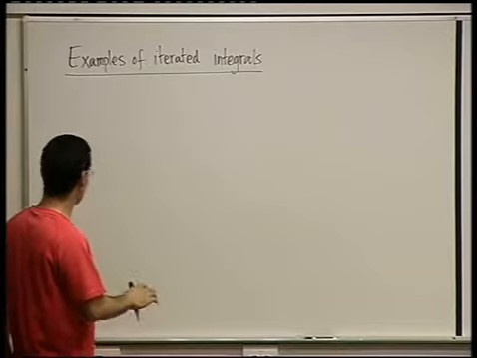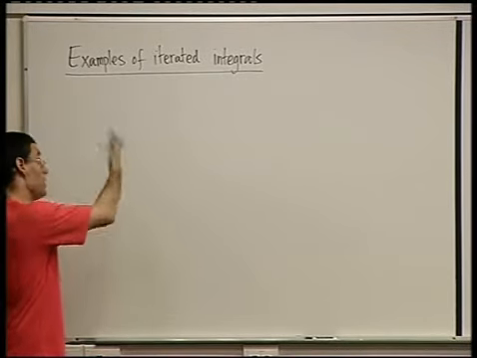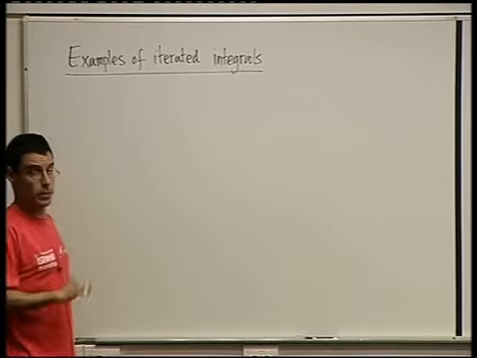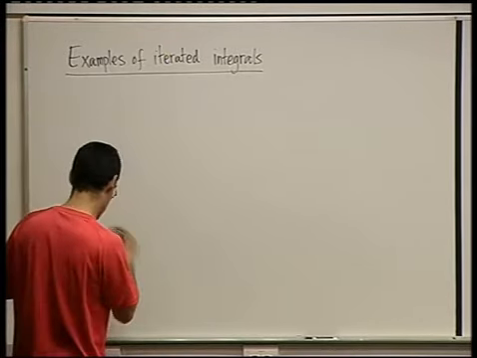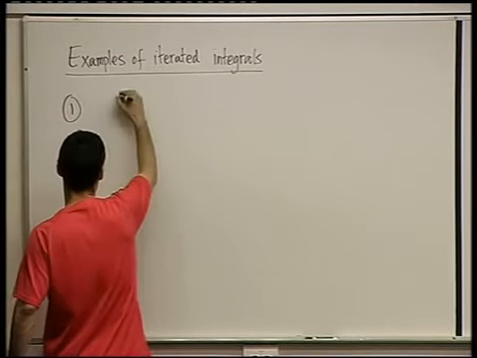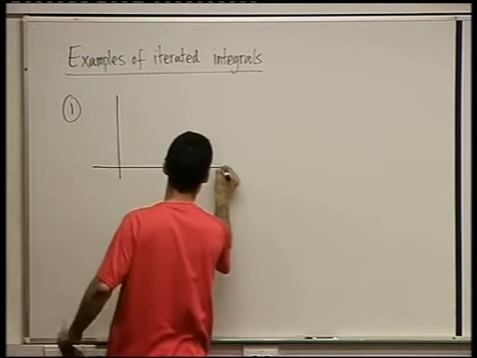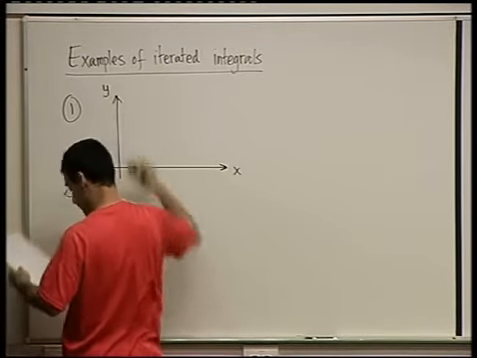What I want to do in this clip is a bunch of examples of calculating double integrals using iterated integrals on simple domains, which are no longer rectangles, obviously. Those are too simple. So here's the first example. Suppose our domain is the following. So here's our domain, bird's eye view of the domain.